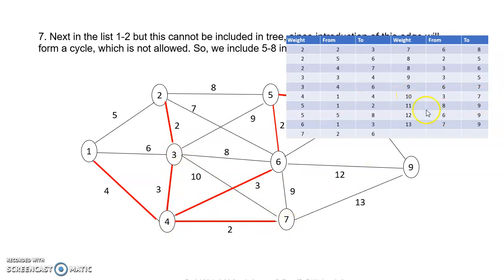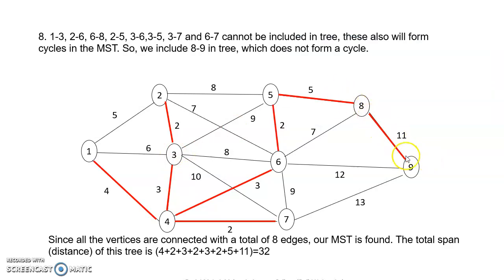And then you have 8, 9. 8, 9 is this. Let's check this one. 8, 9 can be taken because 8, 9 is not forming a circle. So 1, 3, 2, 6, 6, 8, 2, 5, 3, 6, 3, 5, 3, 7 and 6, 7 cannot be included in the tree. This also will form a circle in the MST. So we include 8, 9 in the tree, which does not form a circle.